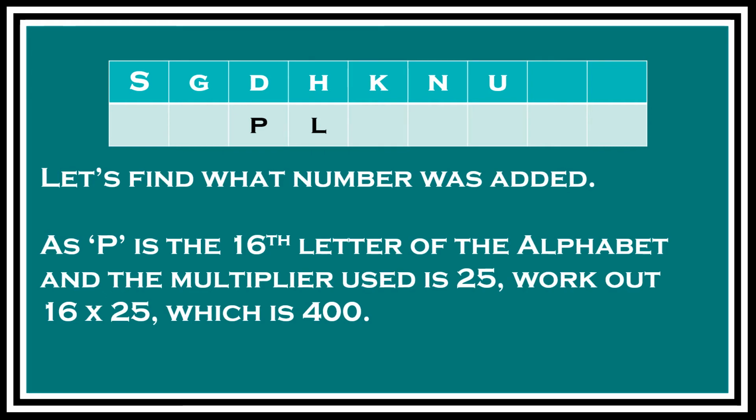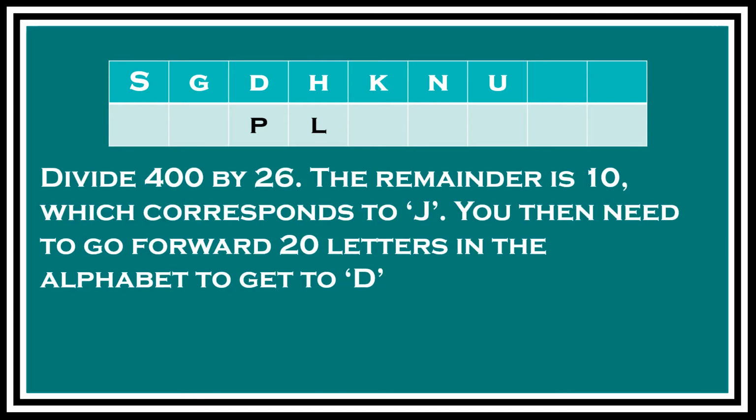Now we need to work out our Caesar shift. P is the 16th letter of the alphabet. The multiplier uses 25. 16 times 25 is 400, which has a remainder of 10 when you divide that by 26. That gives us the letter J, which is the 10th letter of the alphabet, but we need to have P encoded to D. So at this point we need to get from J to D. So we're going either backwards in the alphabet by 6 letters, or if we want to restrict ourselves to going forward, we need to go forward 20 letters to get to D.